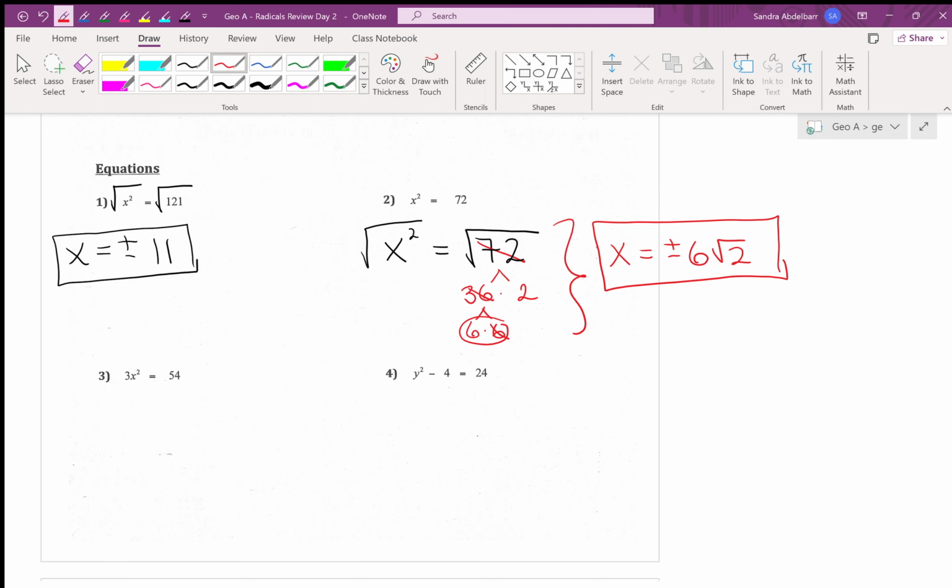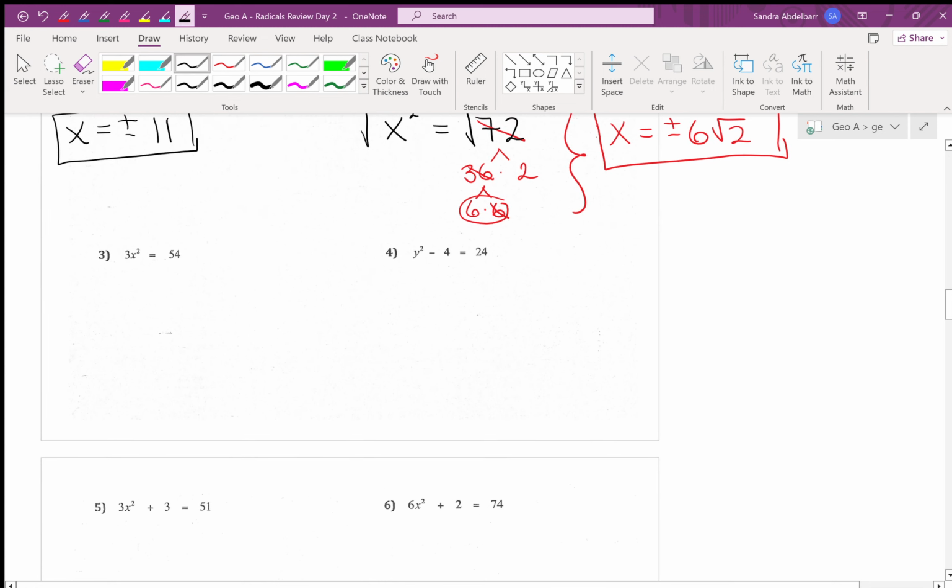All right, let's look at number 3. 3x squared equals 54. Before I take the square root of both sides, what do I have to make sure? Not Olivia, somebody else. Who else? Plecos, what do I have to make sure of? Good. The x squared has to be by itself.